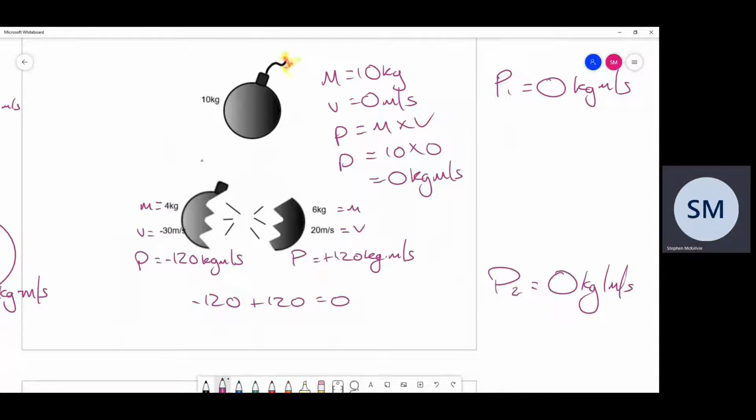The principle in play here is the conservation of momentum. Conservation just means it's the same before as it is afterwards. Conservation of momentum means that momentum before will be the same as the momentum after the event.